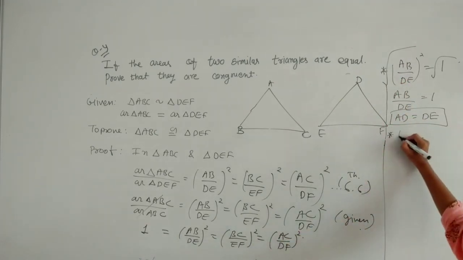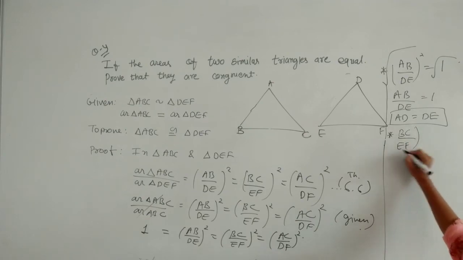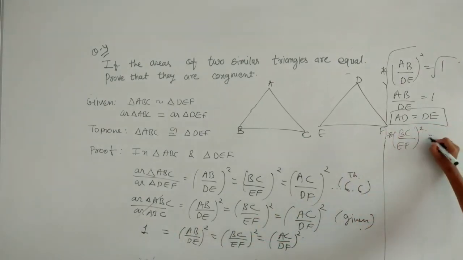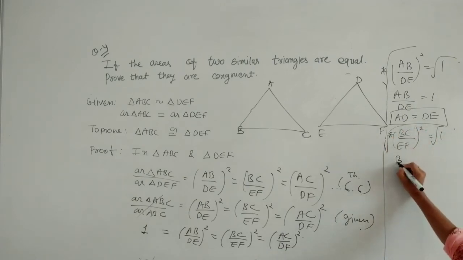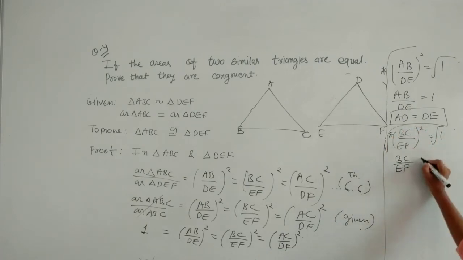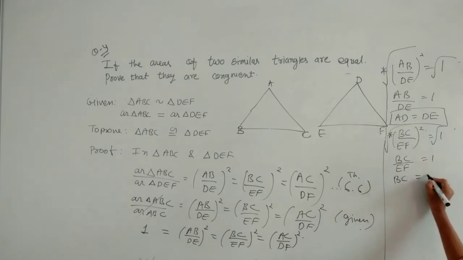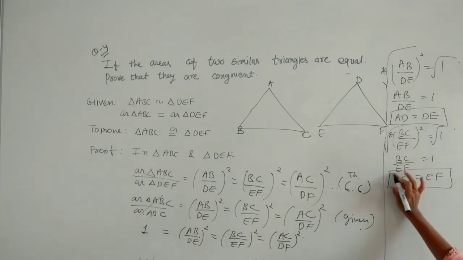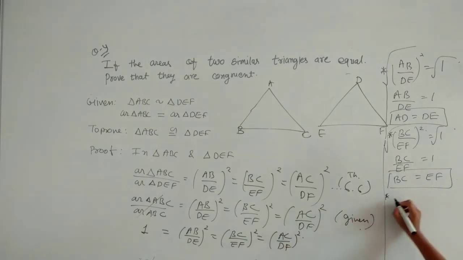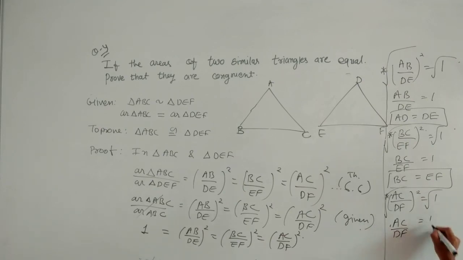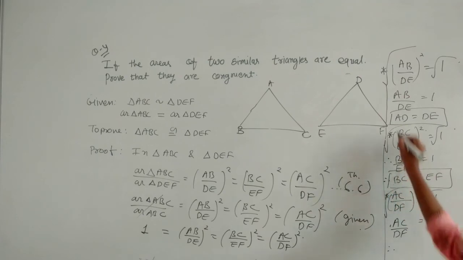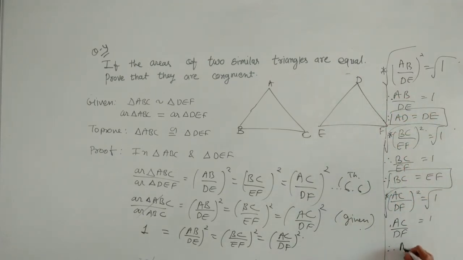Now we will compare BC by EF whole square with that one. So now we will take the root on both sides. So it will be BC by EF equals 1. So here BC equals EF, and we will highlight it. Now the third thing we will compare, that is AC by DF equals 1. Take root on both sides. So it will look like AC by DF equals 1. Therefore, AC equals DF.